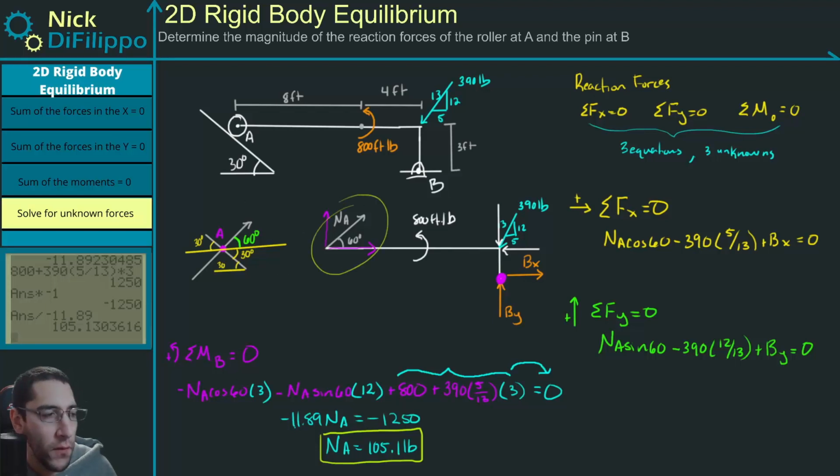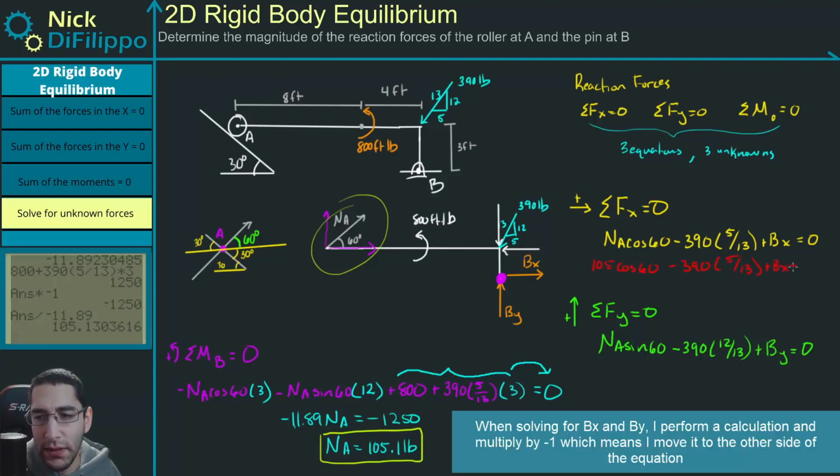We have that normal force that points in that direction. If this normal force was negative, then it just means that it pointed in the other direction. But now, what we can do, we can put this 105 times the cosine of 60 minus 390 times 5 over 13 plus bx is equal to 0. We can solve this for bx.